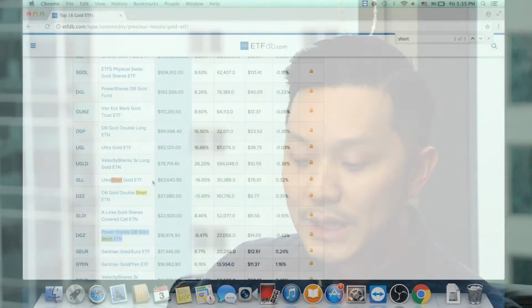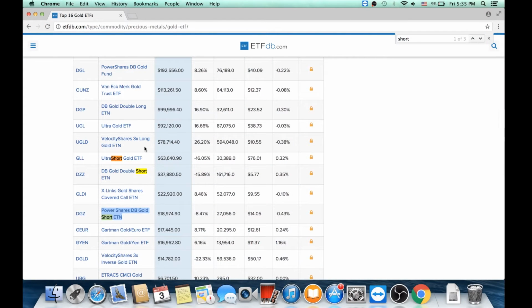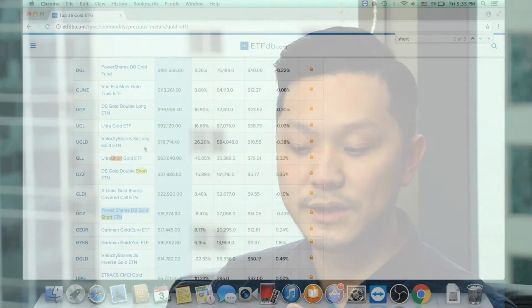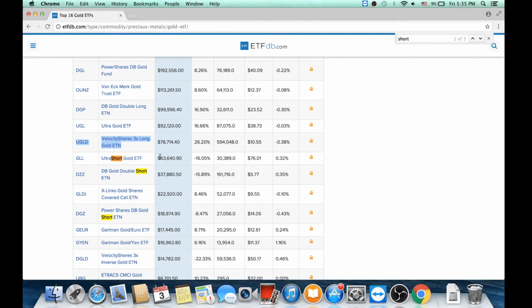So now you can finally focus on how to optimize your investment strategies. Let's say that 3x is literally 3 times long, right? So you have to focus on, one, the direction of the ETF. The second one is how much leverage this ETF is using. For example, UGLD is 3 times long.